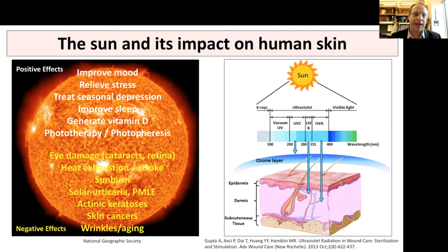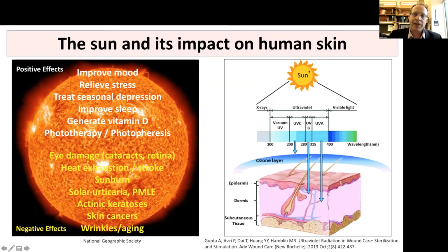But there are also some negative effects of the sun, shown in yellow at the bottom. This can include eye damage, such as cataracts, retina damage, heat exhaustion and heat stroke, sunburn, solar urticaria, and polymorphous light eruption, abbreviated here PMLE. And then there's pre-malignant lesions, precancerous lesions called actinic keratosis, which are the subject of our discussion today, as well as skin cancers and wrinkles in aging, which nobody likes.